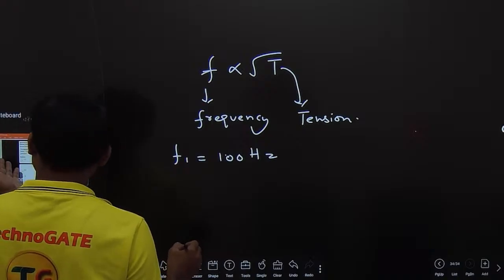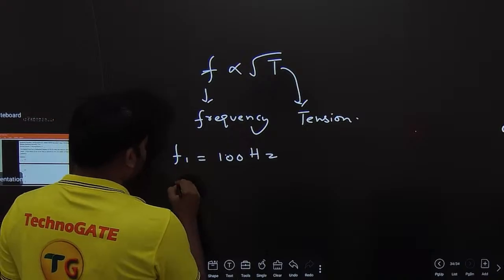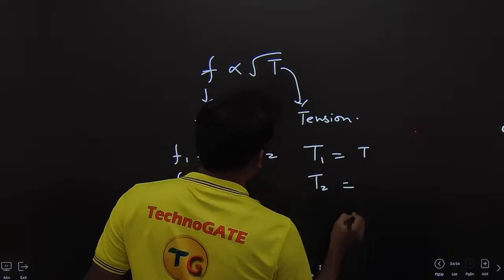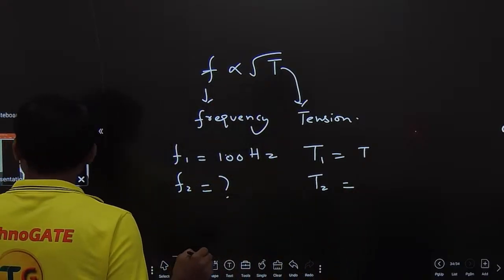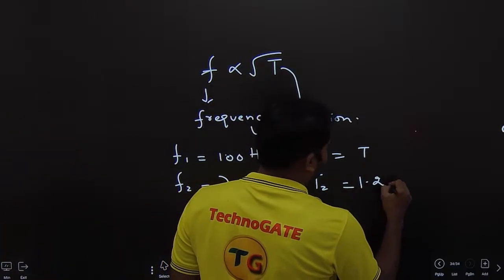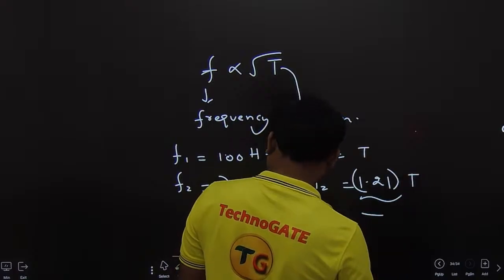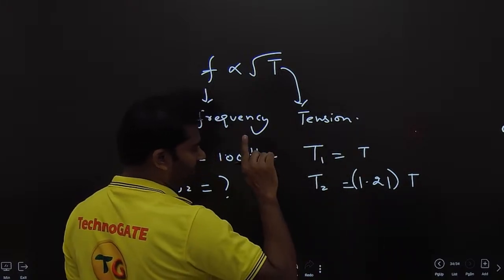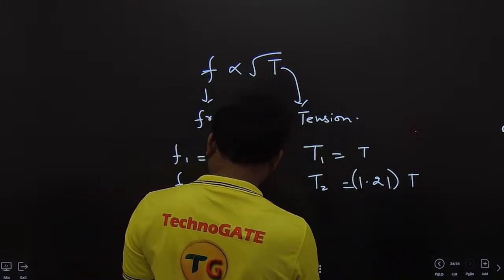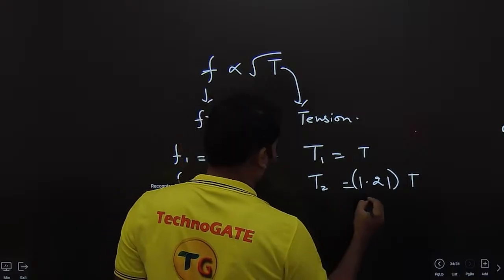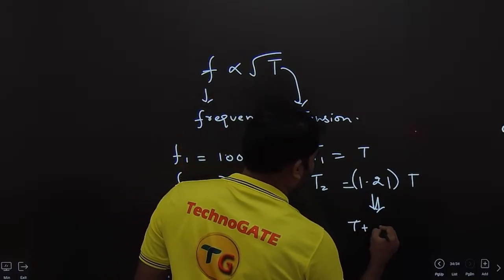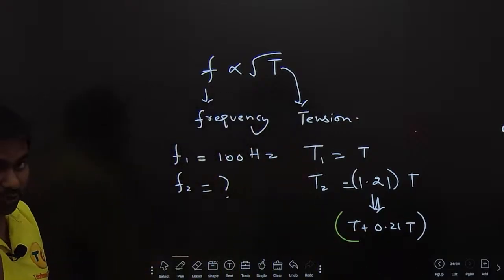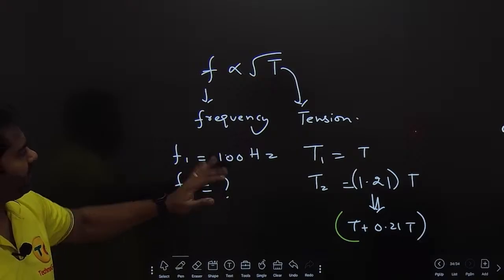If the tension of one of the wires is increased by 21%, so frequency f2. t1 is equal to t, so what is tension 2? It is increased by 21%, so 1.21 into t. Why? Because 21% increase means 0.21 into t is added. This comes from t plus 0.21t, since it increased by 21%. So this is the one, let us substitute in that.